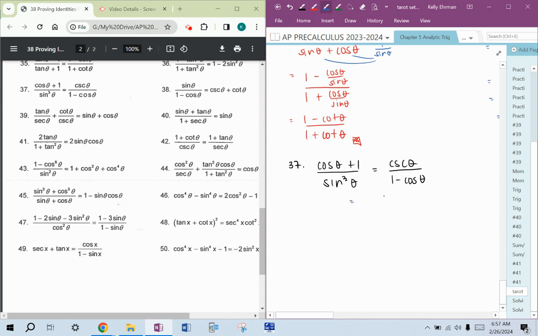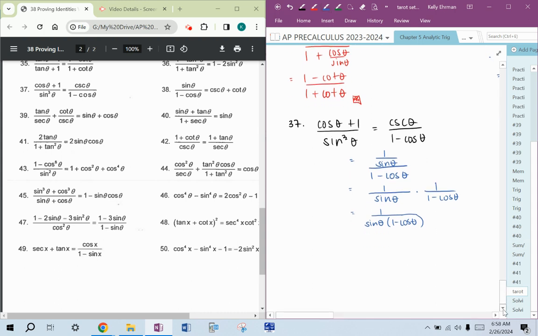So first thing I see is this is 1 over sine theta over 1 minus cosine theta. Okay, so that's kind of weird. This is like saying I've got 1 over sine theta times 1 over 1 minus cosine theta. All right, so that's 1 over sine theta times 1 minus cosine theta. I don't think I want to distribute those because I think that I might want to use some conjugates here. Because remember, use the left side as your hint. I've got a 1 minus cosine theta in the bottom fraction.